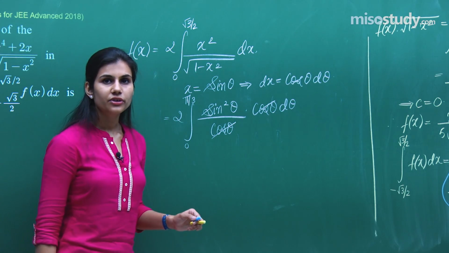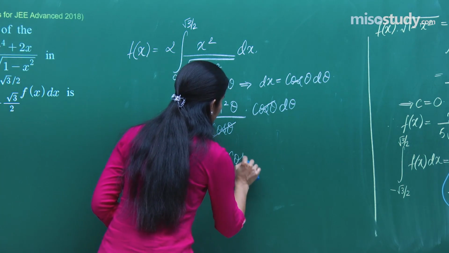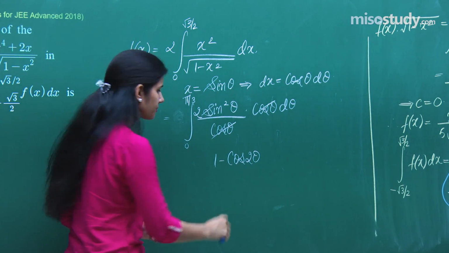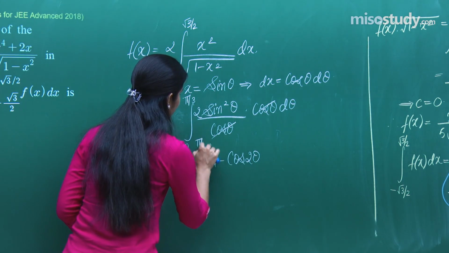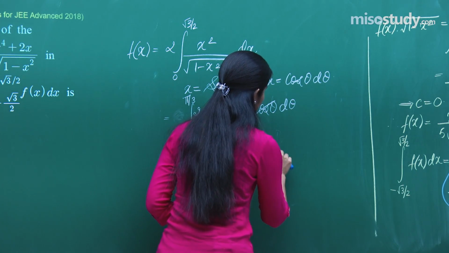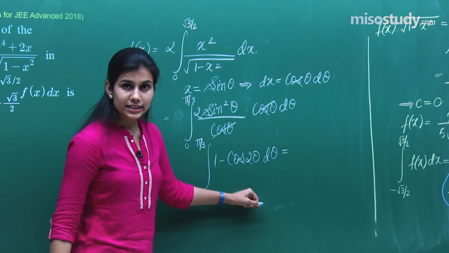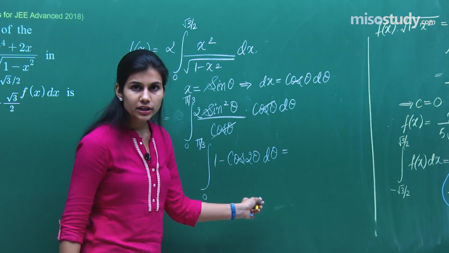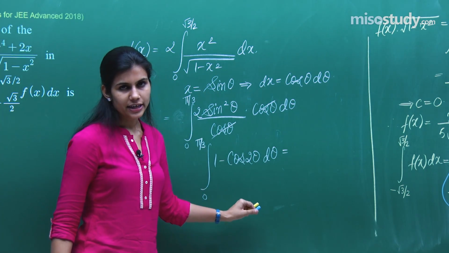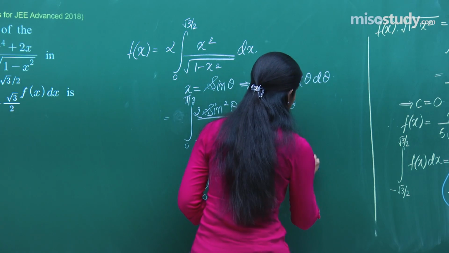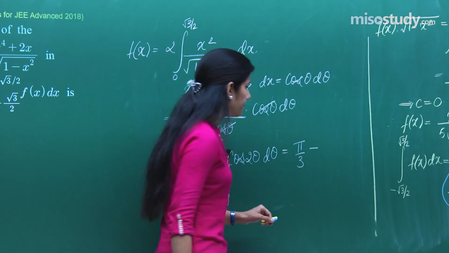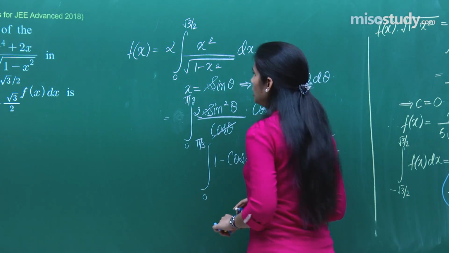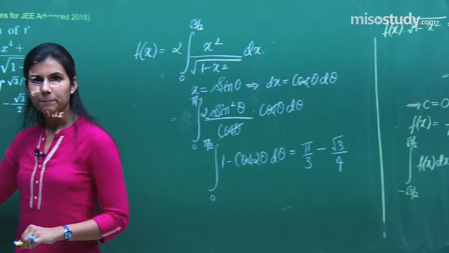Now sine square theta you can write alternatively as (1 minus cos 2 theta) by 2, because you can see there is 2 sine square theta, from 0 to pi by 3. And eventually, when you integrate, you are going to get theta over here, and you are going to get sine 2 theta by 2 over here. When you plug in the value theta equals pi by 3, what you are going to get is pi by 3 minus root 3 by 4, which happens to be your B option.